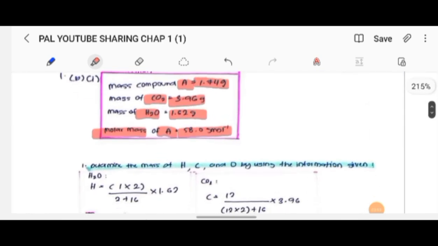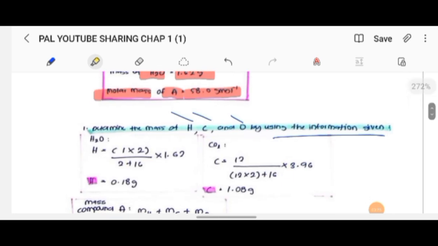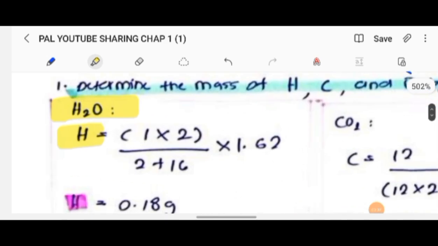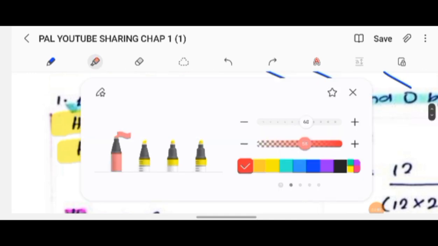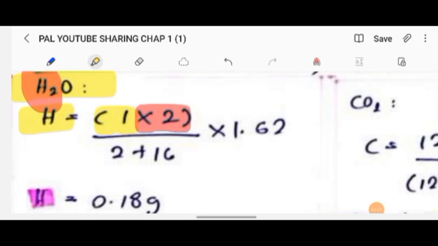After we gather the information, we have to determine the mass of hydrogen, carbon, and oxygen using the information given. Firstly, we find the mass of hydrogen from water. The molar mass of hydrogen is 1, and we times it by 2 because there are 2 hydrogens in water. Then we divide by the total molar mass of water, which is 2 plus 16, where 16 is the molar mass of oxygen, and then we times 1.62.